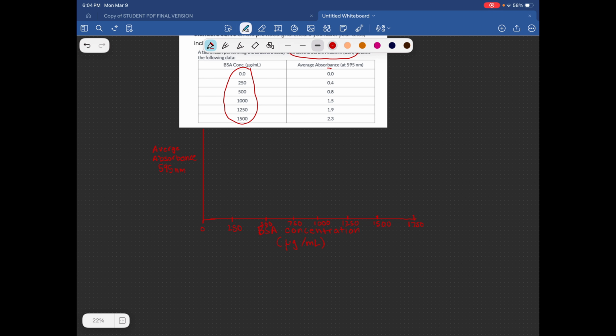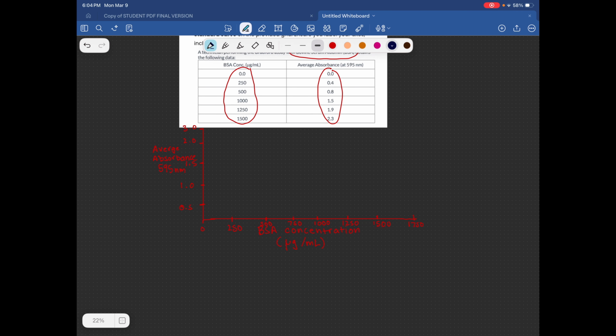And then for our absorbance, it's going to go up from 0.0 to about 2.3. So we'll make each major grid line worth 0.5. Let's do 0.5, 1.0, going up by 0.5 each time: 1.5, 2.0, and then we'll do 3.0 up here.